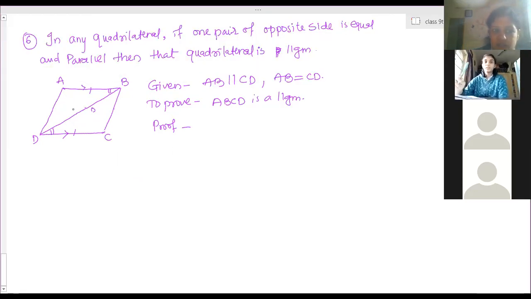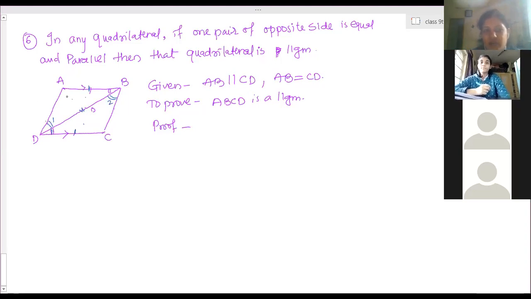Now in this case, in these two triangles, this angle is equal to this angle, BD is common, and this side is equal to this side. These are alternate interior angles, BD is common and AB is equal to CD. So by SAS criteria, these two triangles are congruent. Therefore, by CPCT, this angle is equal to this angle. This is 1 and this is 2. These two are alternate interior angles for AD and BC. Therefore AD and BC will be parallel. In a quadrilateral, both pairs of opposite sides are parallel. Therefore, it is a parallelogram. Clear?